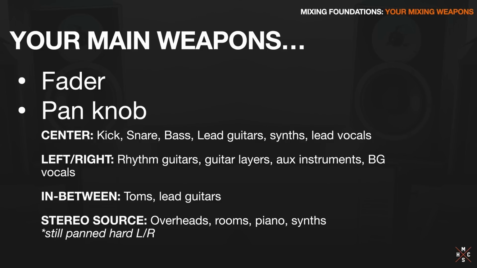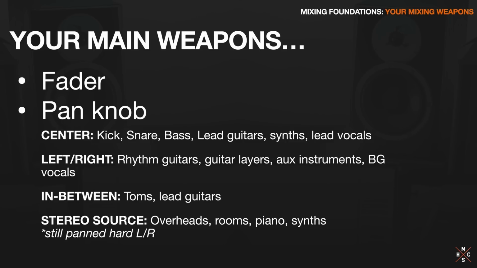Panned out hard left and right, and I'm talking 100% left and right. Usually your two rhythm guitars, any guitar layers, maybe octaves or just texture guitar layers, I like to pan out often as well. Auxiliary instruments, you might have some sort of percussion sometimes out wide, some type of synth if you want to get it away from the lead vocal, and background vocals. I like to have those doubled and panned out hard left and right.